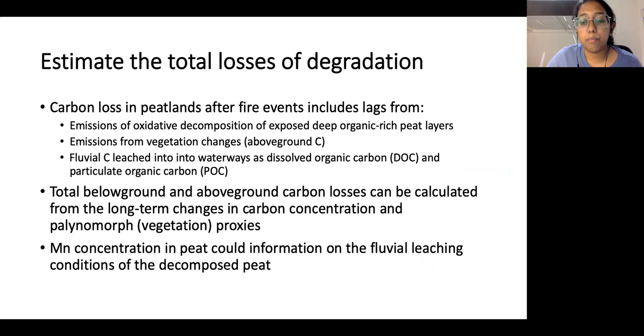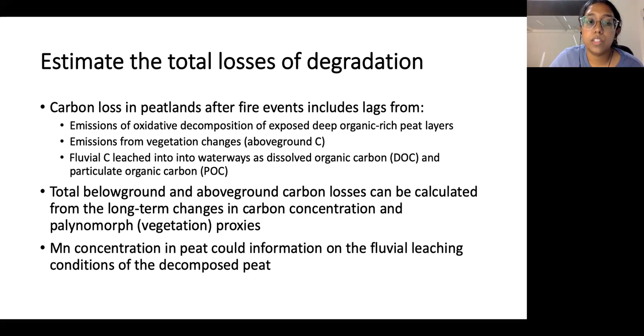And I think this is really important if you want to make a case of why restoration is needed, because the majority of the data that has been collected is usually the immediate carbon loss, for example, the fire events. But usually these carbon losses are very long-term because they include lags from emissions of oxidative decomposition of exposed deep organic-rich peat layers, emissions from vegetation changes, and also fluvial carbon that gets leached out into your waterways because the peat is decomposing, either as DOC or POC.